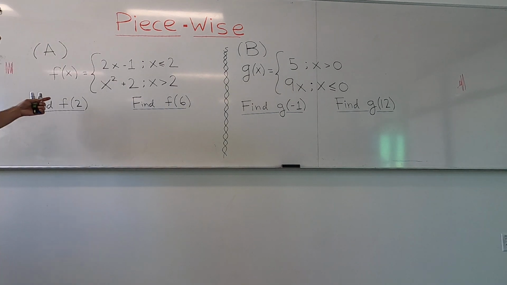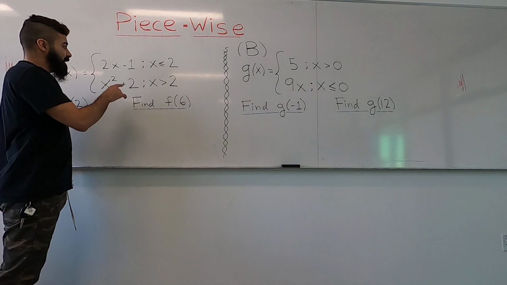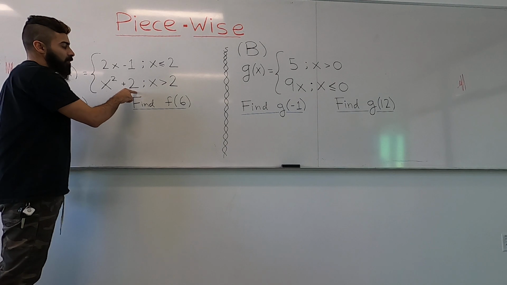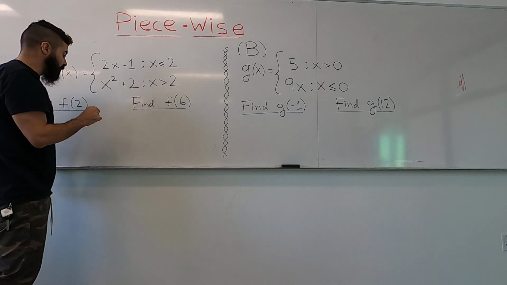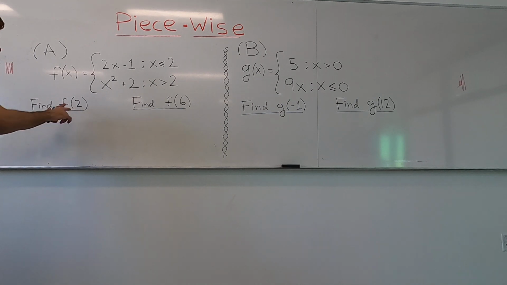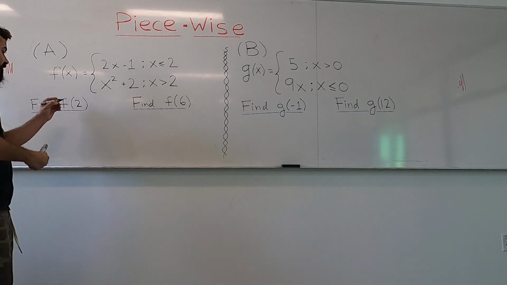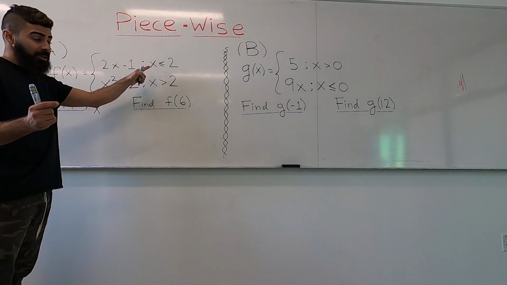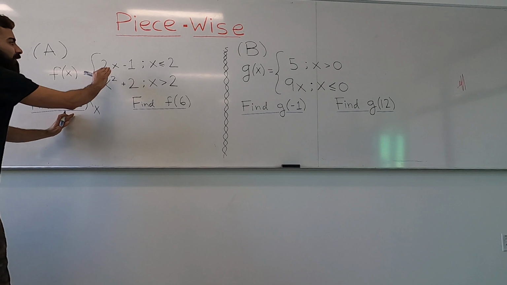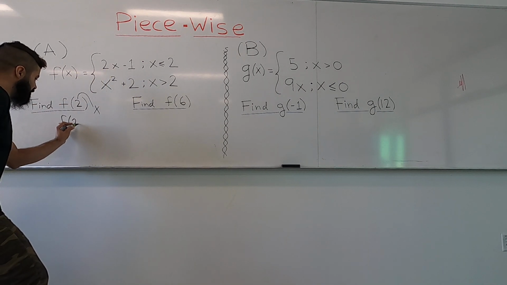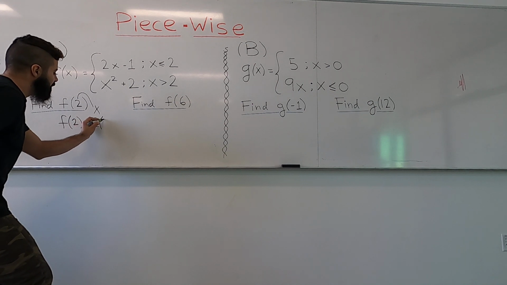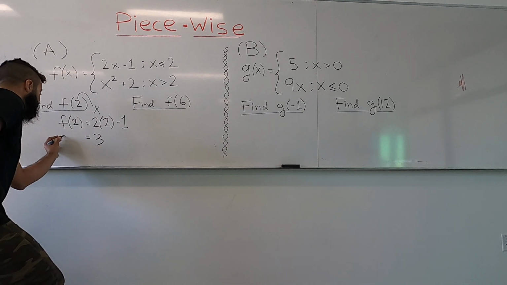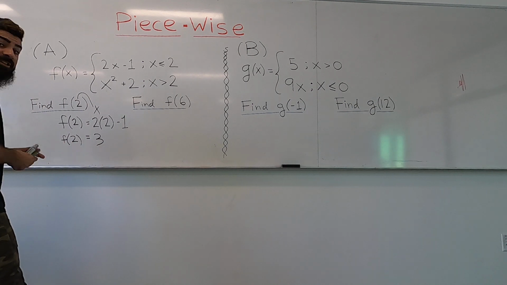Alright, so example A, f of x is a piecewise linear function which is equal to 2x minus 1 when x is less than or equal to 2, and it's equal to x squared plus 2 when x is strictly bigger than 2. So, first we want to find f of 2. So this means x is equal to 2, correct? So this is our x. If x is equal to 2, it's certainly less than or equal to 2. So in order to find f of 2, we plug 2 into the top one here. So f of 2 is equal to 2 times 2 minus 1, which is 4 minus 1, which is 3. So f of 2 in the first one is equal to 3.